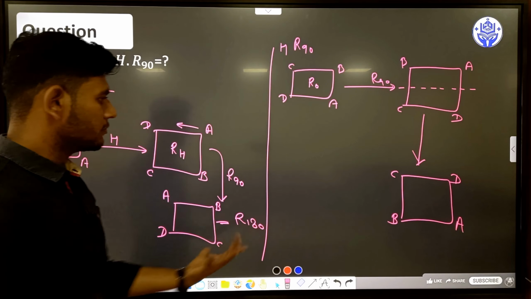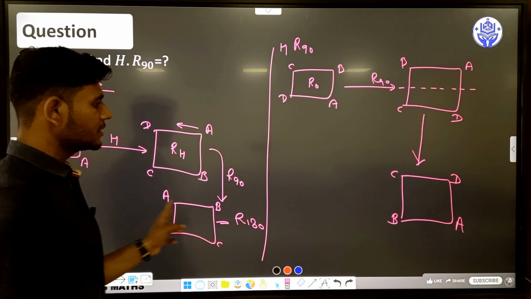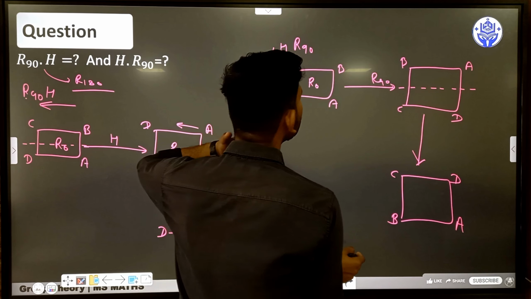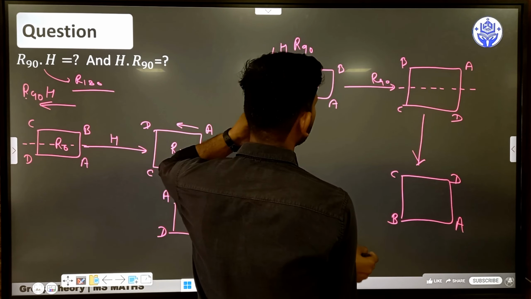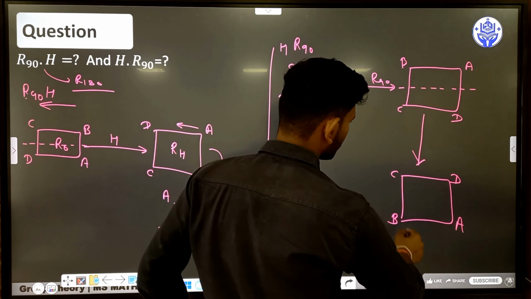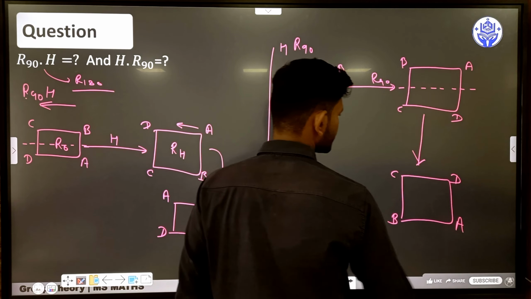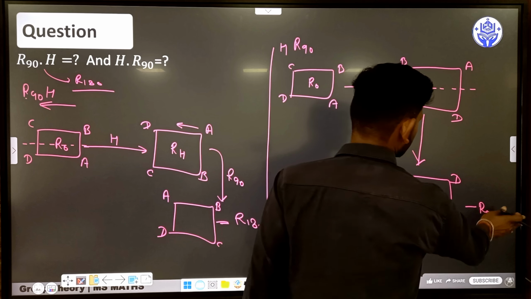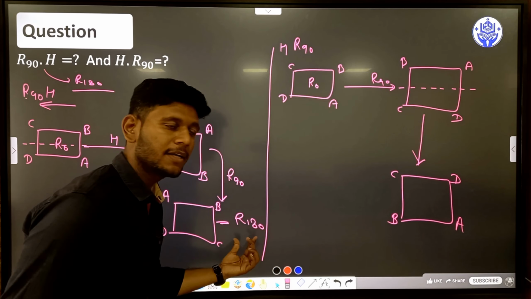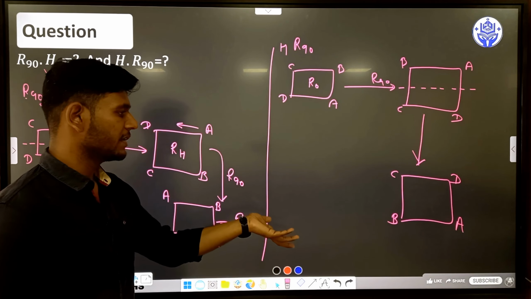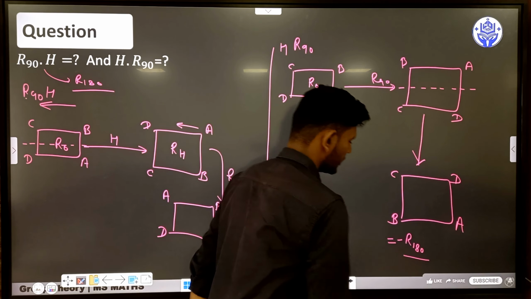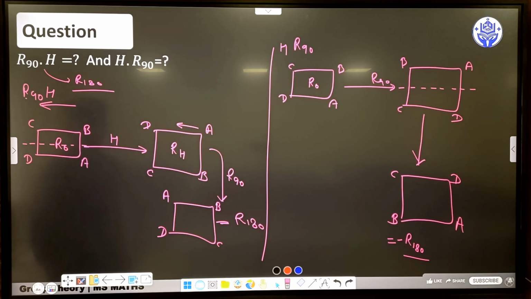Are these both equal? No, these are not equal. Just see. If I compare H into R90, I have taken R90, so it is A, B, C, D. From here it is minus of R0. This is not R0. This is R180, but it is negative, or we can say minus of R180. This is minus of R180. This is how we can solve these questions.